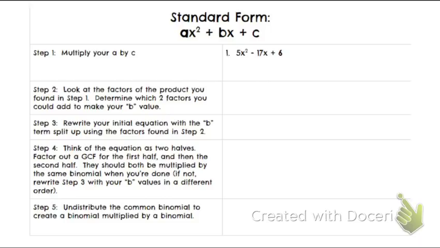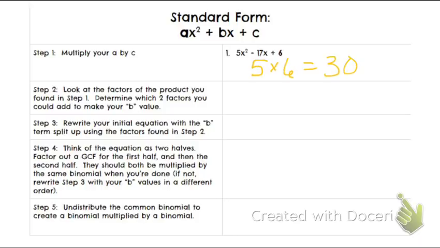So here's this process I found. It works for any polynomial that is a second degree function. So our first problem is 5x squared minus 17x plus 6. Step number 1 is to multiply your a by your c. So you just go 5 times 6 is 30.